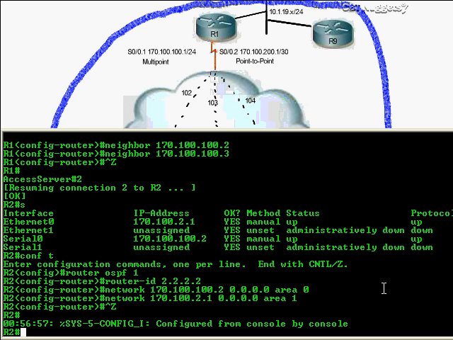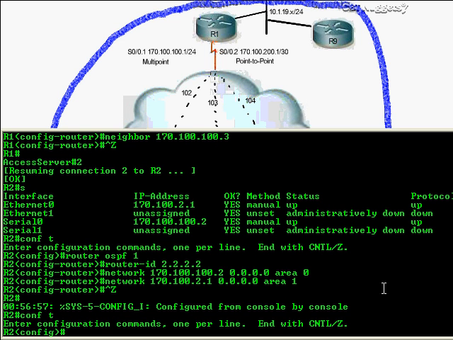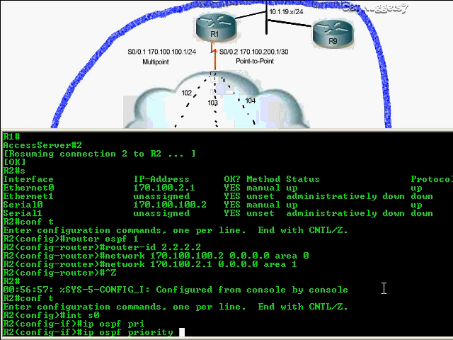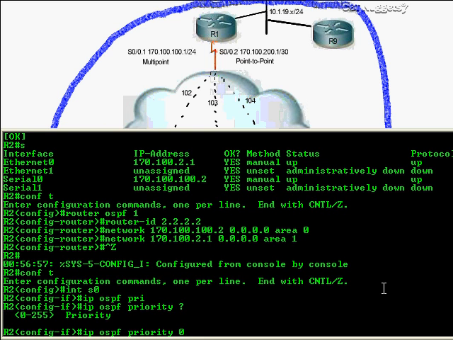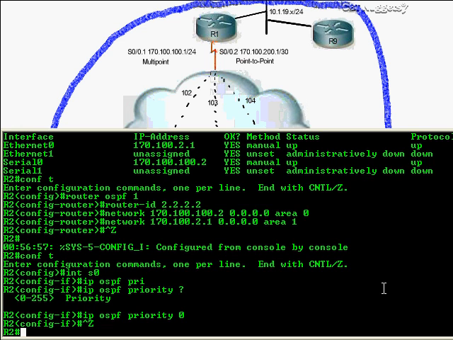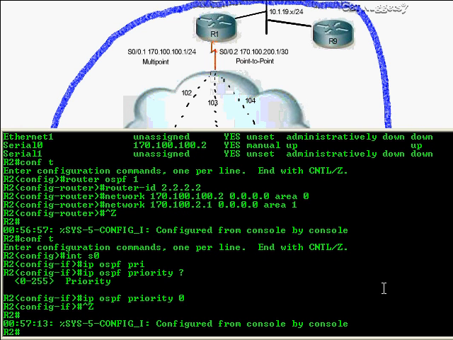Oh, before I even tell you what people believe, let me get into serial 0, IP OSPF priority. What's it going to be? Zip, zilch. We're going to keep this thing from becoming a DR or a BDR by typing in the priority down at a level of 0. That makes it completely ineligible to communicate as a DR or BDR on that segment.